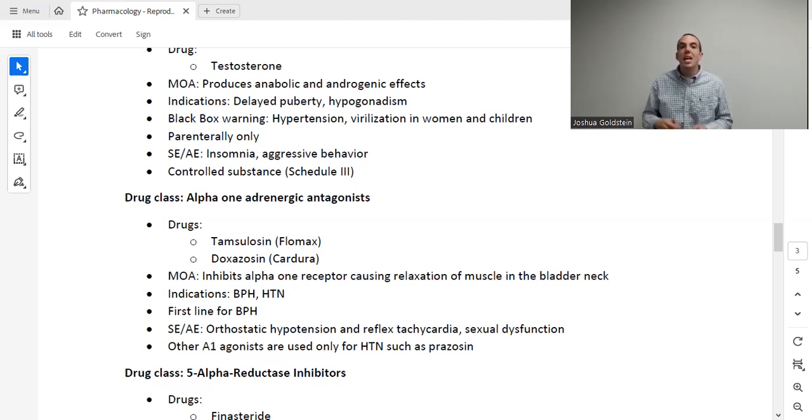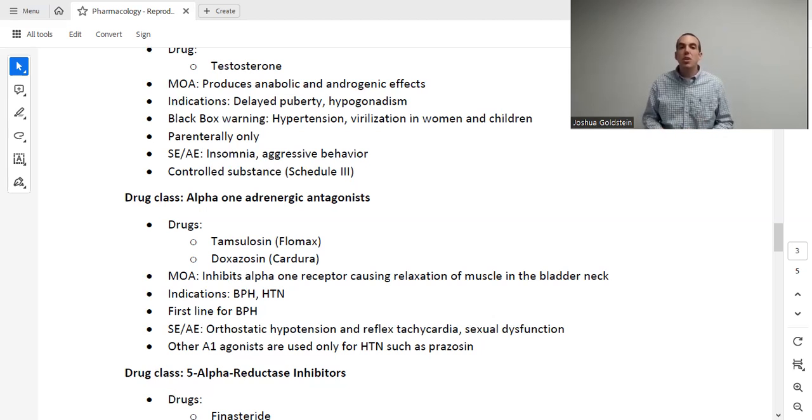Keep in mind, some of these medications, very interestingly in this class, some of these drugs work for BPH, some of these drugs work for hypertension, and some work for both. At the RN level, I doubt you'd be expected to know which is which. At the NP level, you probably should know, but just so you realize, some of these medications work for BPH, some for hypertension, and some for both. Tamsulosin is for BPH, doxazosin works for both, prazosin works for hypertension.